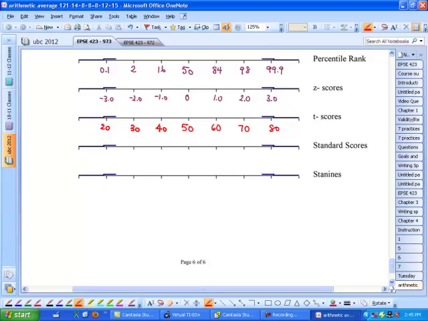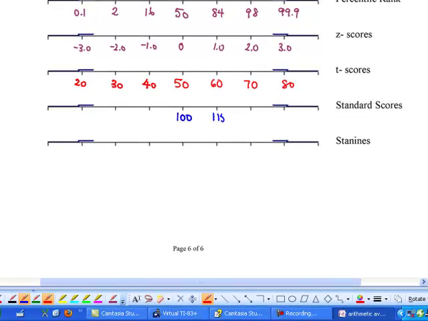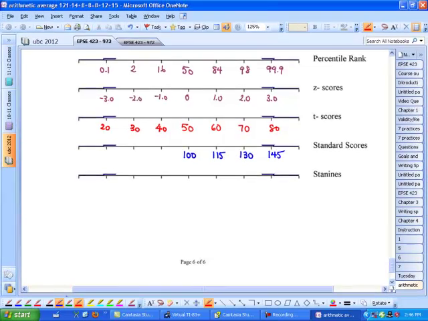Then you might see something called standard scores, and for standard scores, the average or mean is 100. If you go 1 standard deviation away, they'll use the number 115. Then there's 130, and there's 145. And once again, these are arbitrarily made by someone, and we use them.